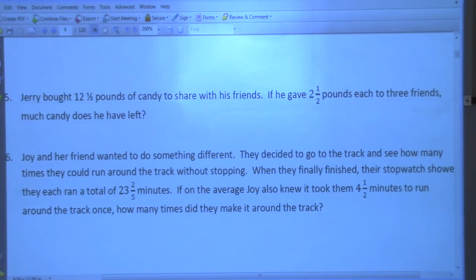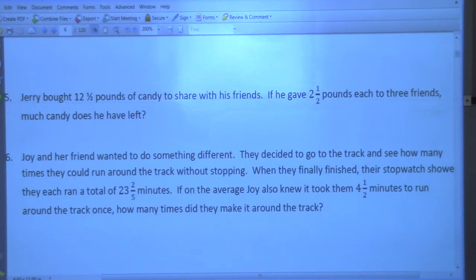Any ideas? I think you have to start with 2.5 divided by the 3 friends. 2.5 divided by the what? 3 friends. You have to multiply. Okay, hold on. Let them think through it. Jerry bought 12.5 pounds of candy to share with his friends, right? If he gave 2.5 pounds to each of his 3 friends, how much candy does he have left?